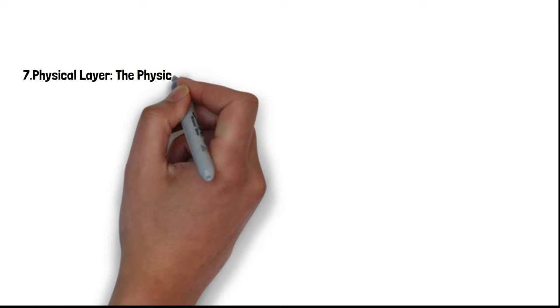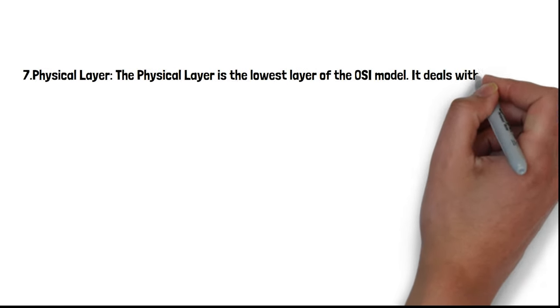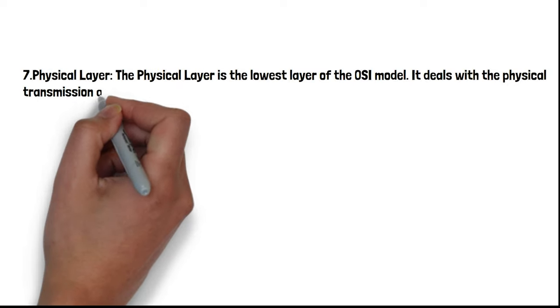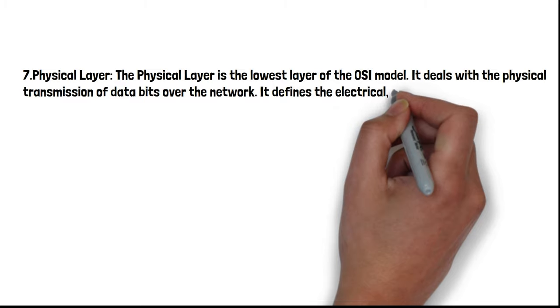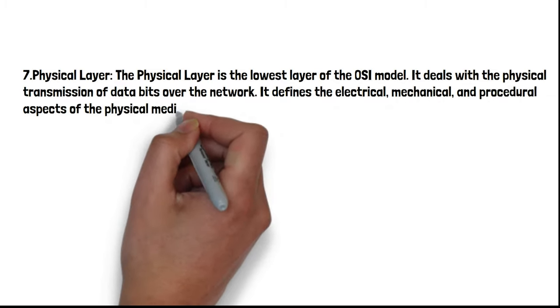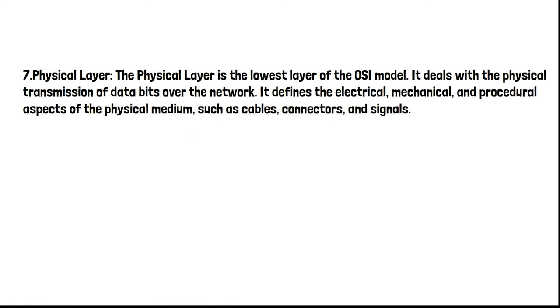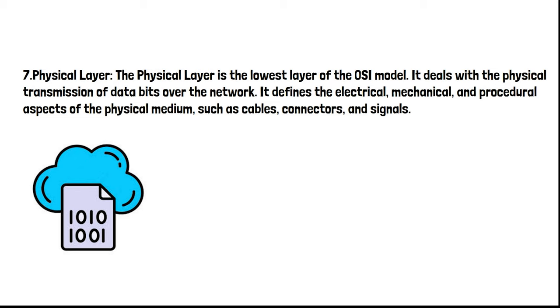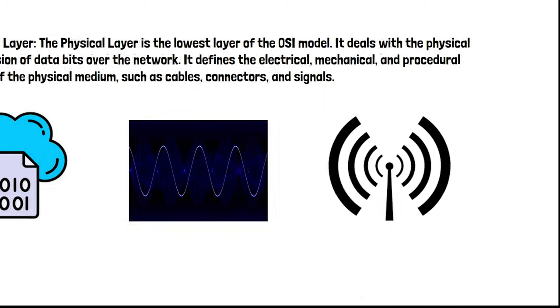Physical layer. The physical layer is the lowest layer of the OSI model. It deals with the physical transmission of data bits over the network. It defines the electrical, mechanical, and procedural aspects of the physical medium, such as cables, connectors, and signals. The physical layer handles tasks like encoding, modulation, and transmission rates.